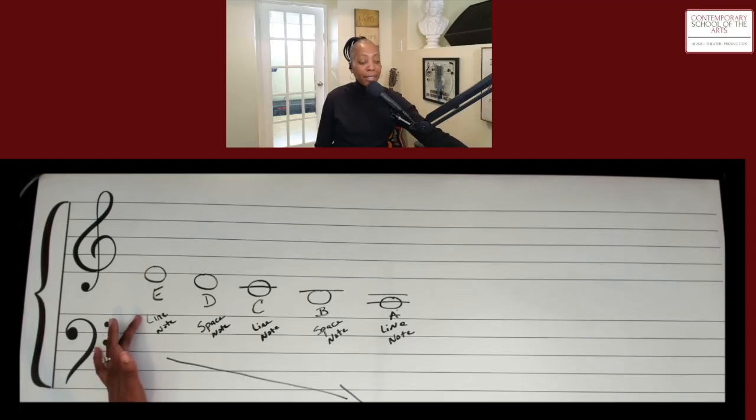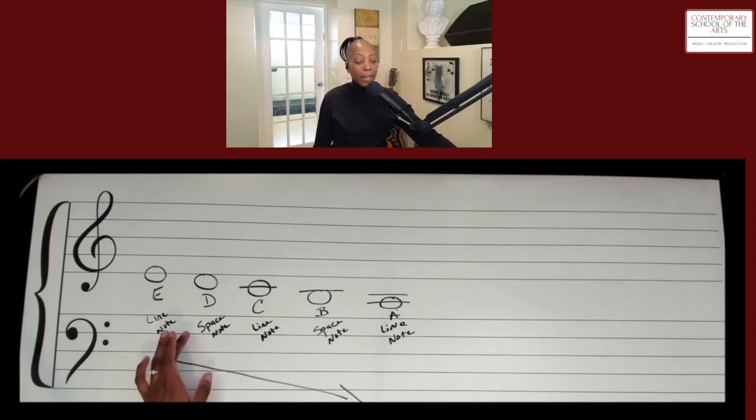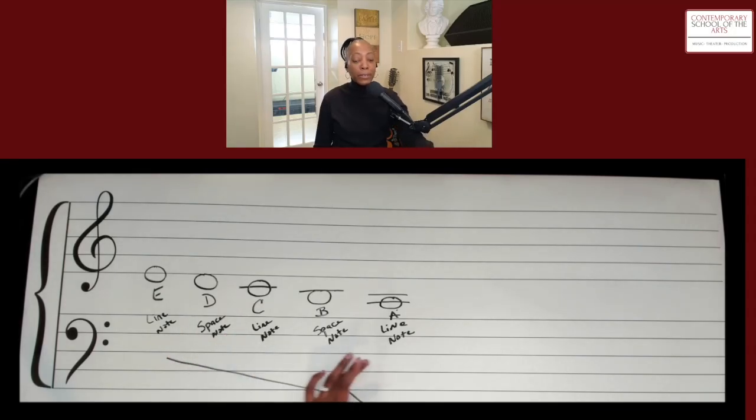Okay, so now you see the pattern, right? We have an E note which is a line note. We have note D, space note, C, a line note, B, space note, A, a line note. And if we wanted to go even further down the staff, we would now have a space note, and that would be note G, right? Because the musical alphabet stops at G and then goes back to A. A, B, C, D, E, F, G, and then we go back to A.